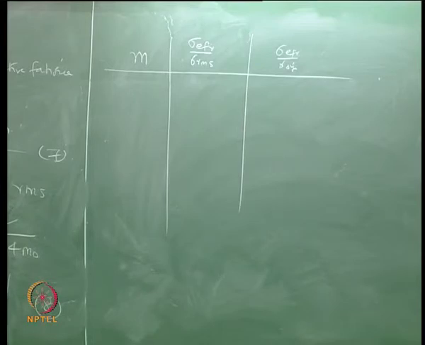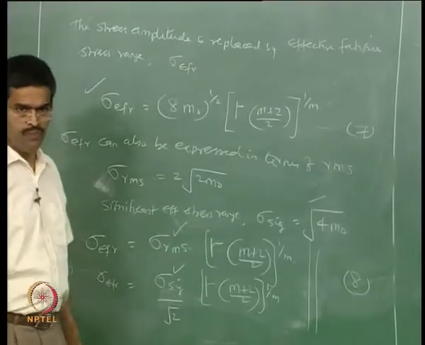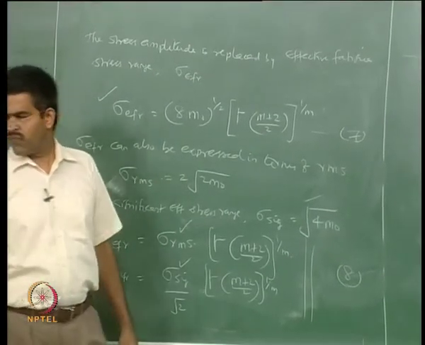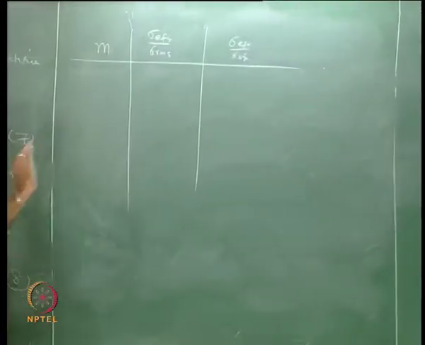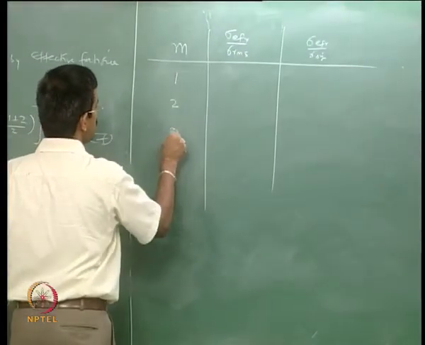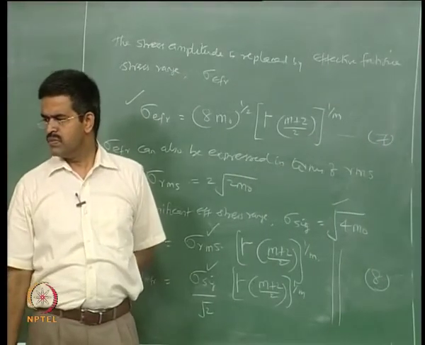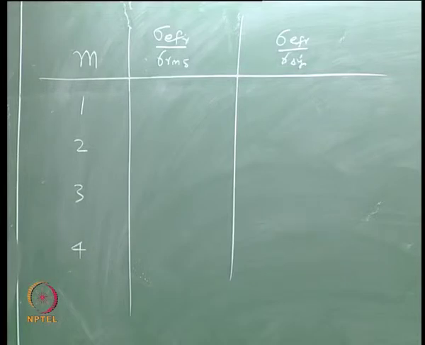So, for different values of m, I must know how to evaluate the gamma function. The gamma function equation is already given to you, and you know the table also. Let us plot for the slope of the curve, which cannot be 0. The slope has some value: 1, 2, 3, 4, let us say for example. Can you give me the value of sigma EFR for 2, because 1 you may not have the value.